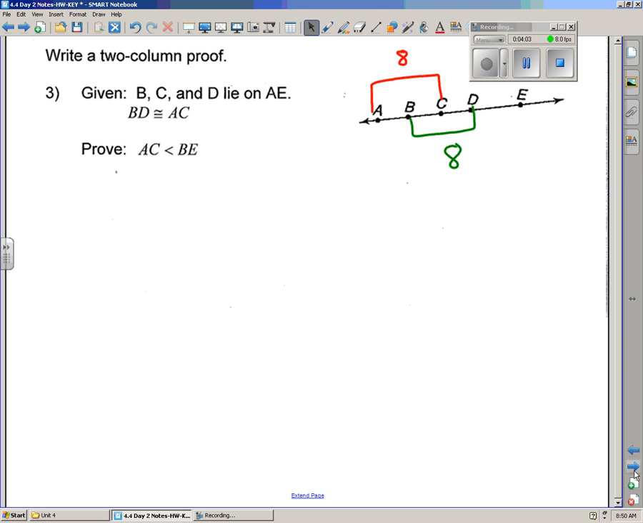Well, somehow we have to prove that AC is less than BE. And I think that should be pretty obvious, because AC is this thing that's 8. Well, BE is going from BC, CD, all the way through to E. So I think it should make sense, but the question is how do you write it up? So let's see what we can do.